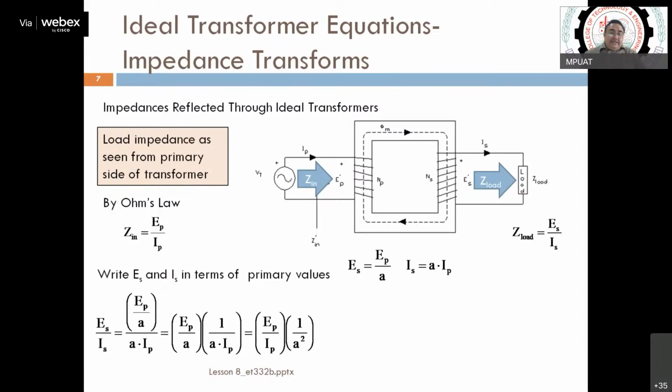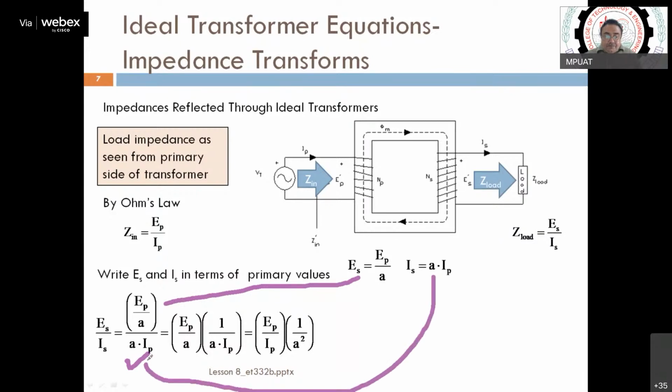So if I take the ES over IS ratio, then I will get EP upon A divided by A times IP. ES I have taken from this side, IS I have taken from this side. If you place them, what you will ultimately get is that the ES over IS ratio is nothing but EP upon IP times 1 upon A square, that is 1 upon the turn ratio square.